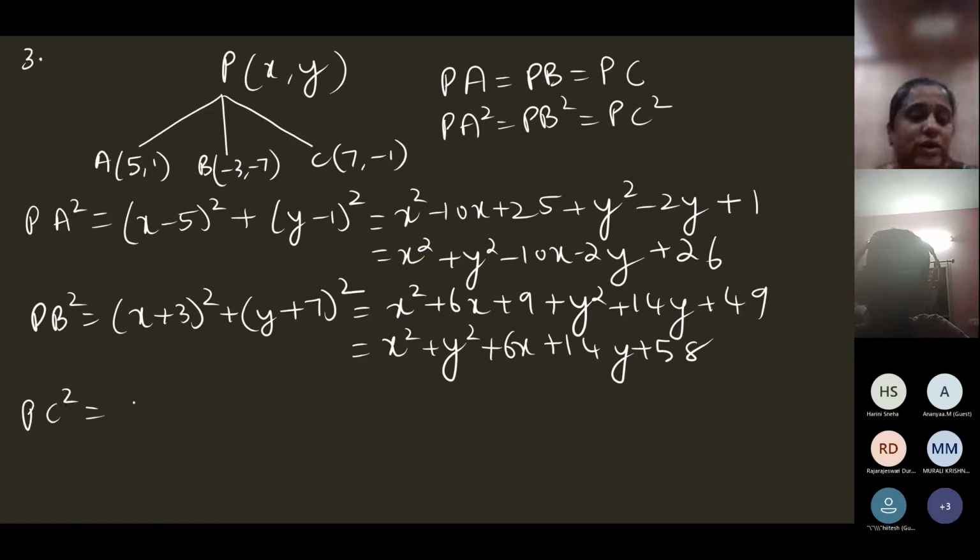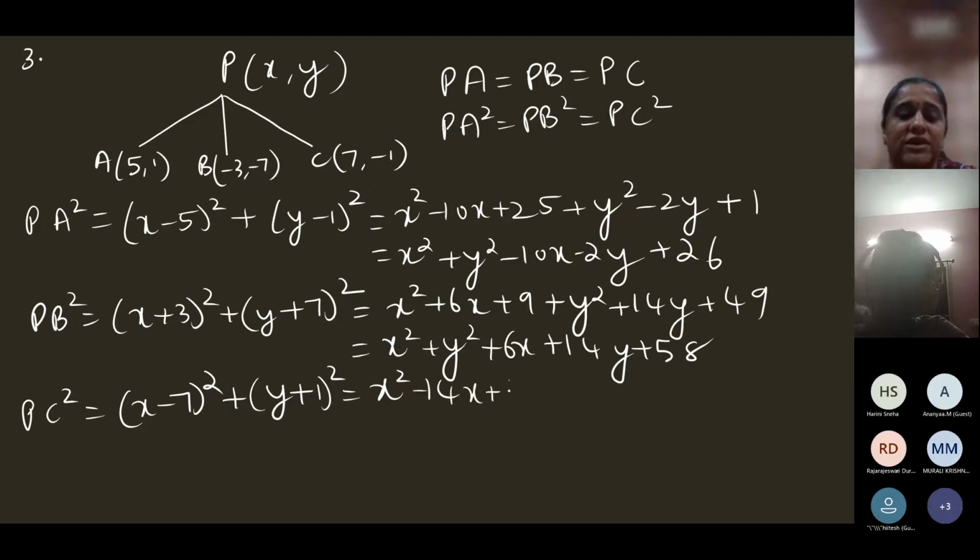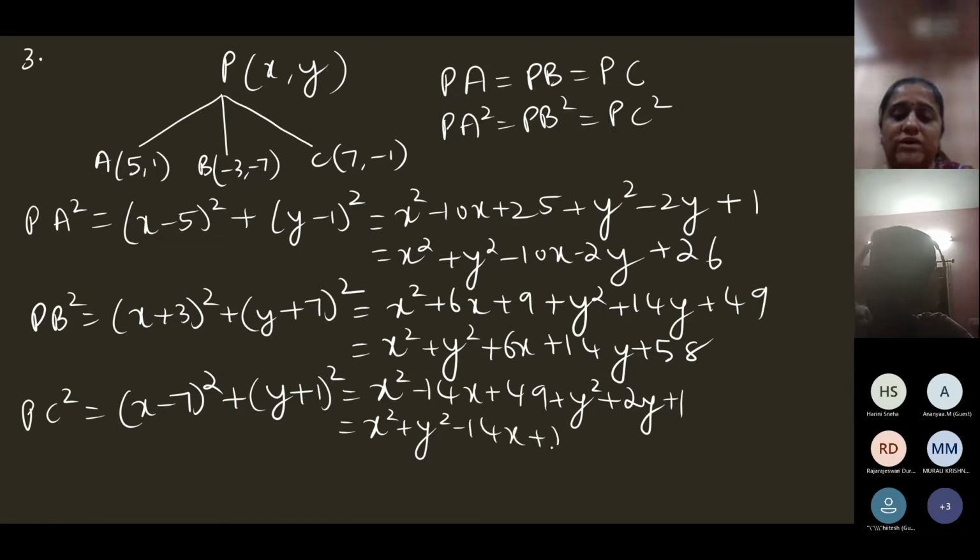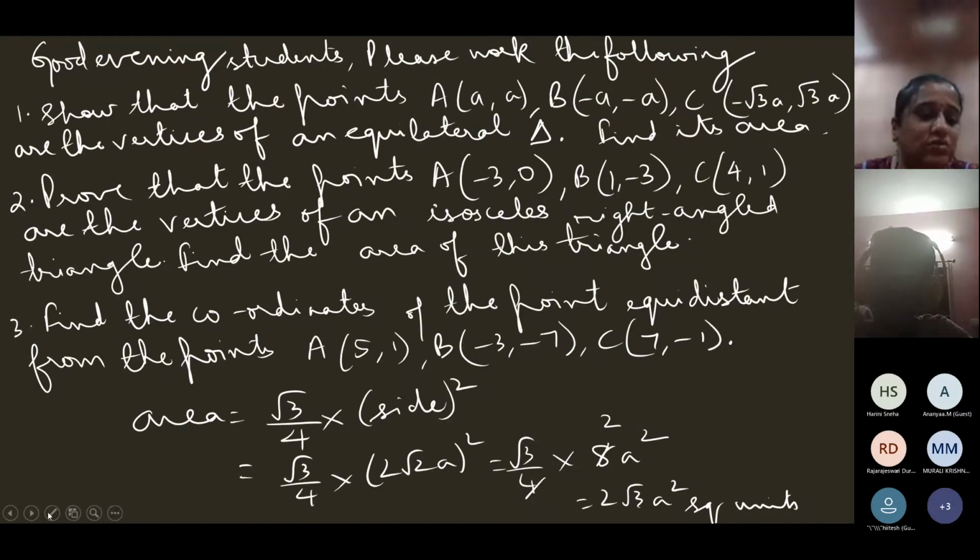And finally PC squared. Subtract the x coordinates whole square plus subtract the y coordinates whole square, which is x squared minus 14x plus 49 plus y squared plus 2y plus 1. Simplifying the numbers, x squared plus y squared minus 14x plus 2y plus 50. Now we have found PA squared, PB squared, PC squared separately. Now we have to make the equation PA square is equal to PB square.